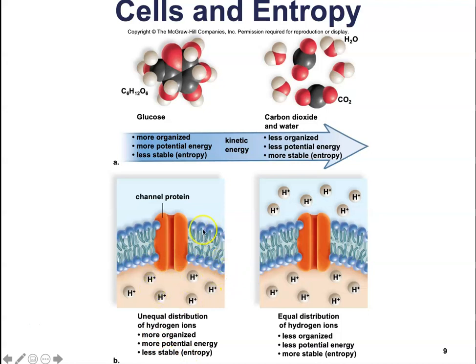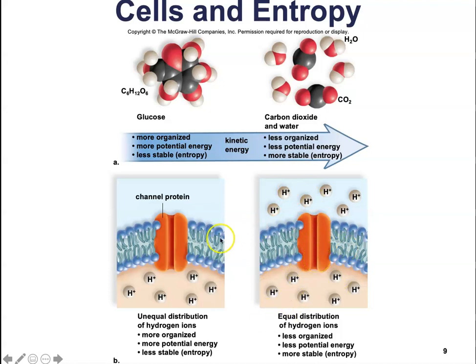So what's going to happen in this system is that these hydrogen ions are going to move towards the low concentration and they're going to try to reach equilibrium. So in this case, you have less organization, less potential energy, and it's more stable. And there's more entropy. It's more disorganized.